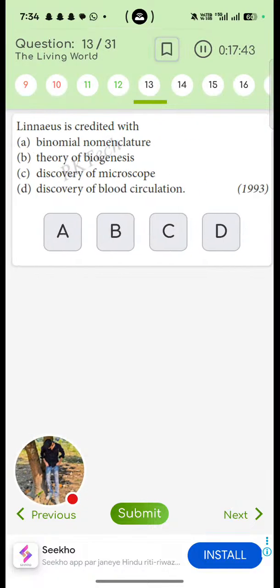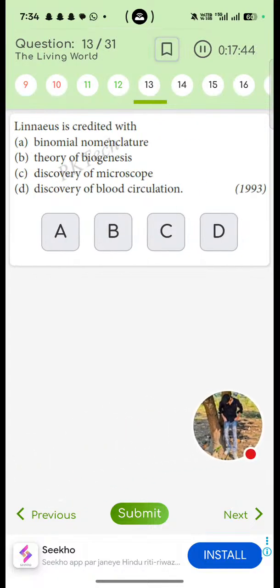Next question. Linnaeus is credited with binomial nomenclature, theory of biogenesis, discovery of microscope, or discovery of blood circulation. Linnaeus created binomial nomenclature. This question was asked in 1993.